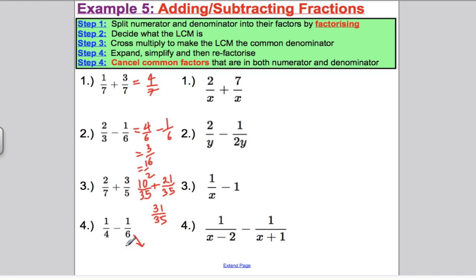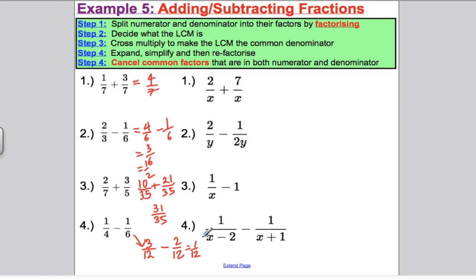And last thing here, the lowest common multiple of 4 and 6. Well, they both go into 24, but is there anything smaller? 12 is, and 4 goes into 12 3 times, so you multiply by 3, and 6 goes into 12 2 times, so you multiply by 2, and you get 1/12.